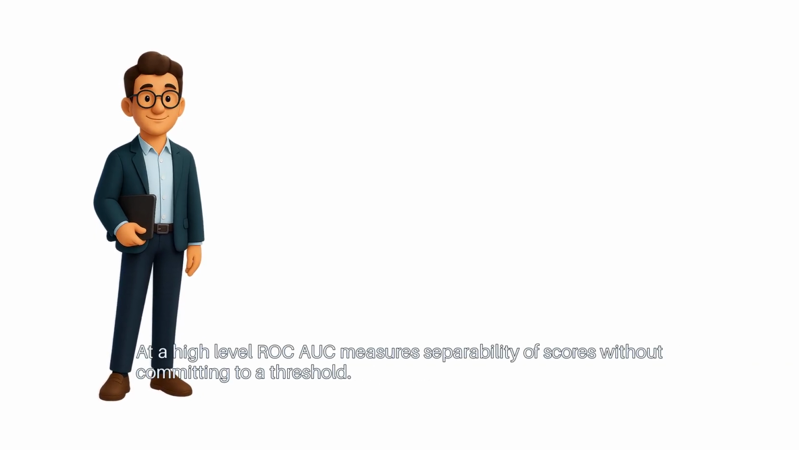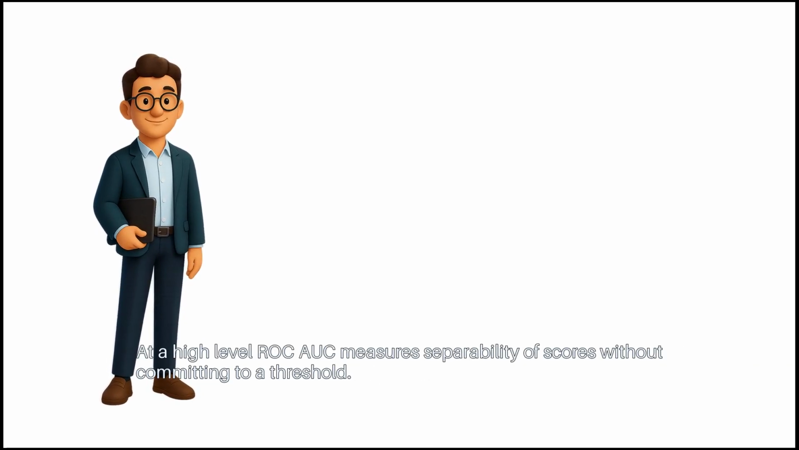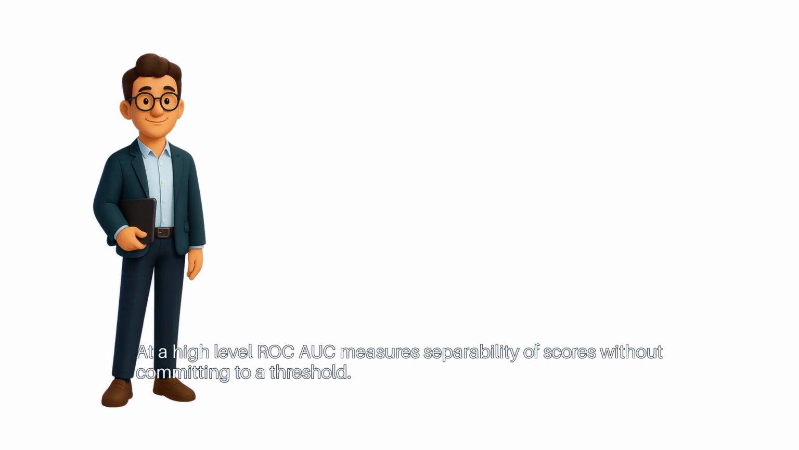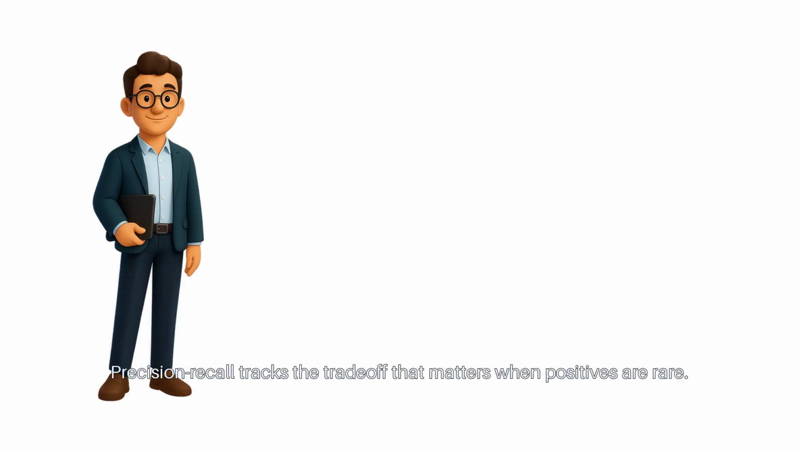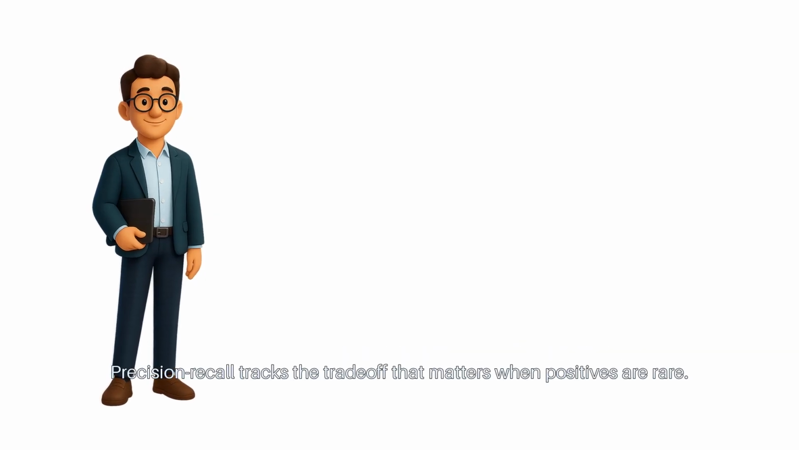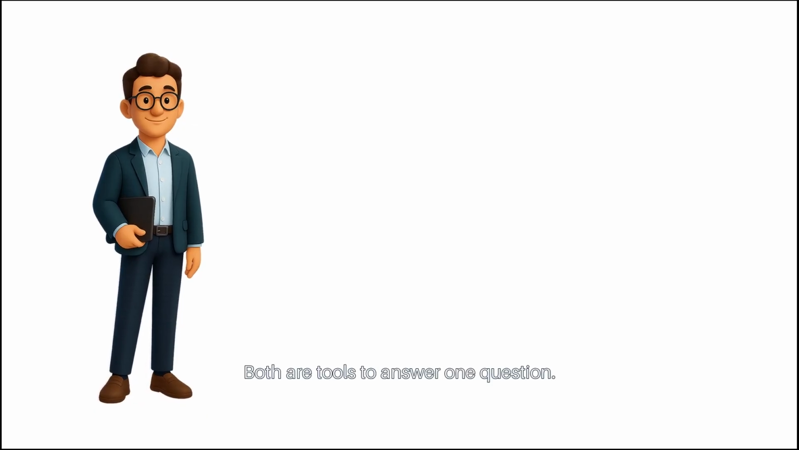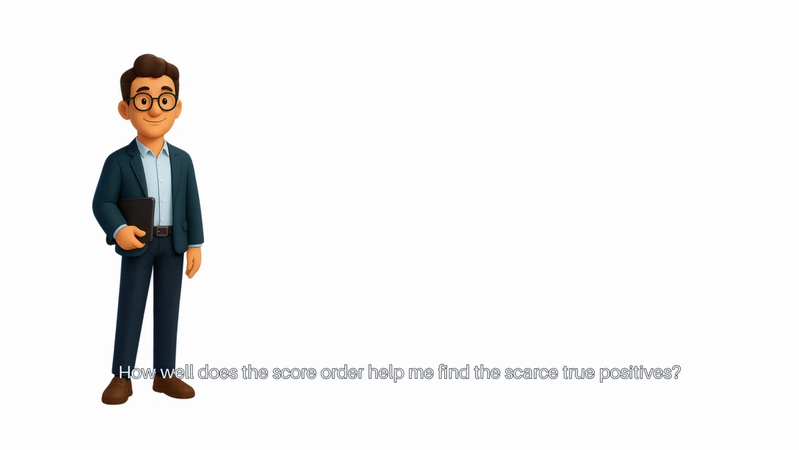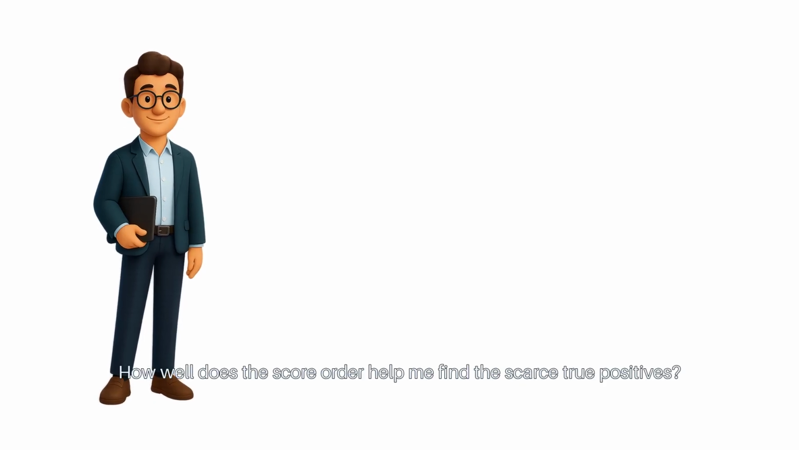At a high level, ROC AUC measures separability of scores without committing to a threshold. Precision recall tracks the trade-off that matters when positives are rare. Both are tools to answer one question: how well does the score order help me find the scarce true positives?